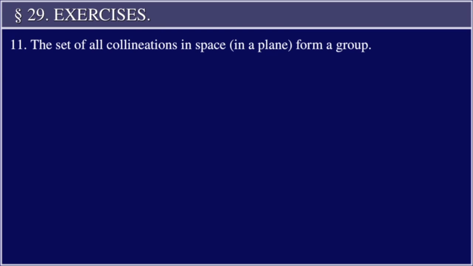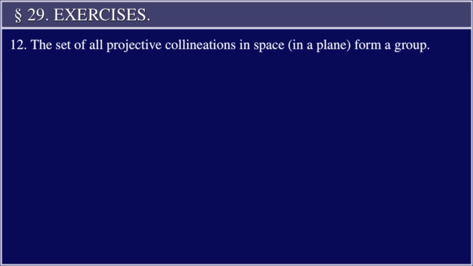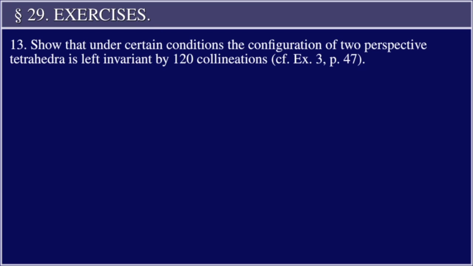11. The set of all collineations in space in a plane form a group. 12. The set of all projective collineations in space in a plane form a group. 13. Show that under certain conditions the configuration of two perspective tetrahedra is left invariant by 120 collineations. Chiefly exercise 3 of page 47.